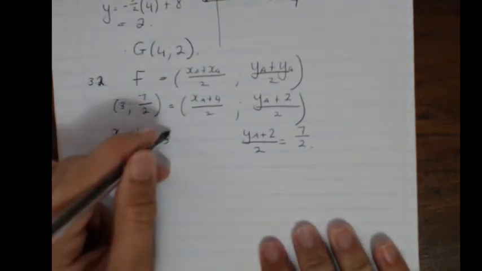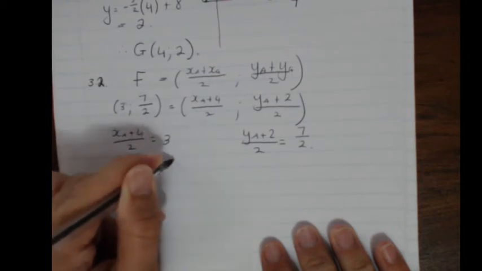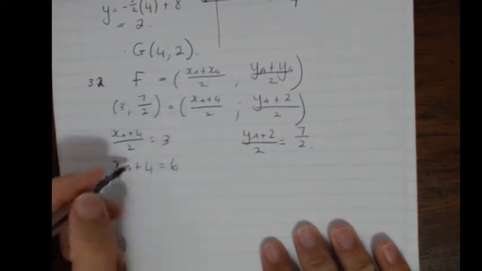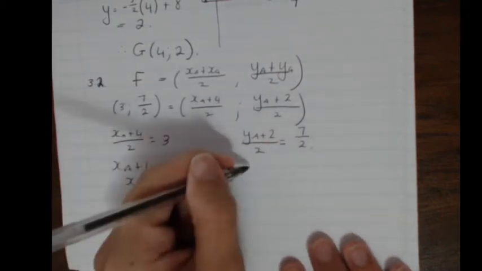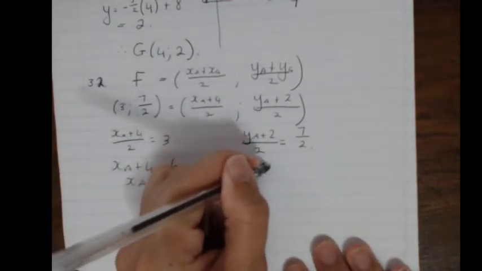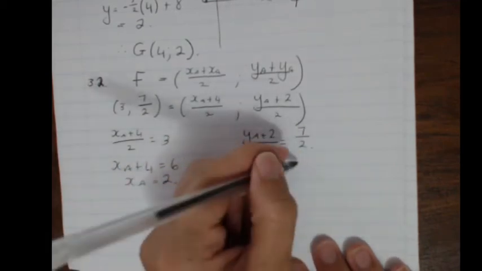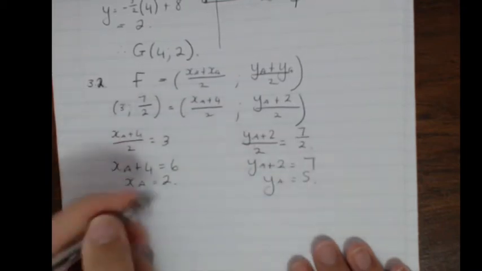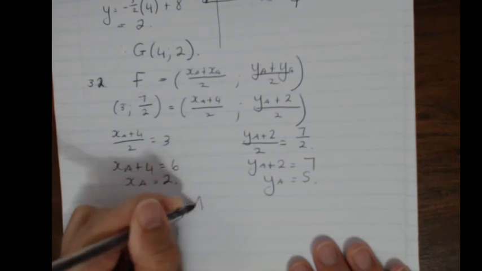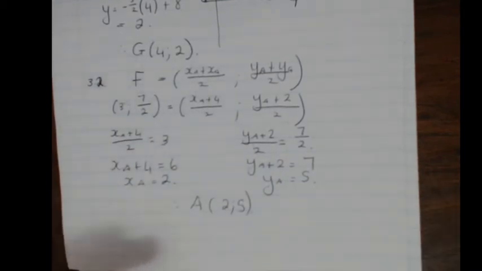So I'm going to just multiply the 2 on the other side. I have XA plus 4 is equal to 6. Take the 4 over, so XA is 6 minus 4, which is 2. And YA plus 2 is going to be 7 over 2 times 2, which is just 7. Subtract the 2 on the other side. So A is the point 2, 5, which is what they wanted me to show you. Alright, then.